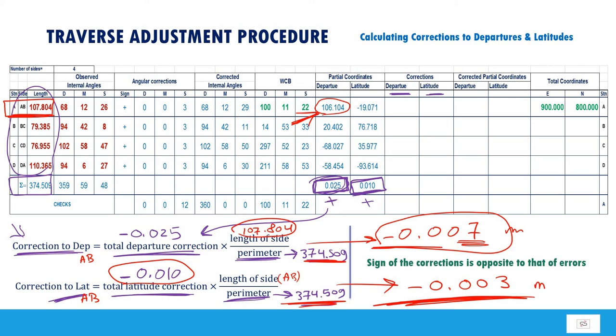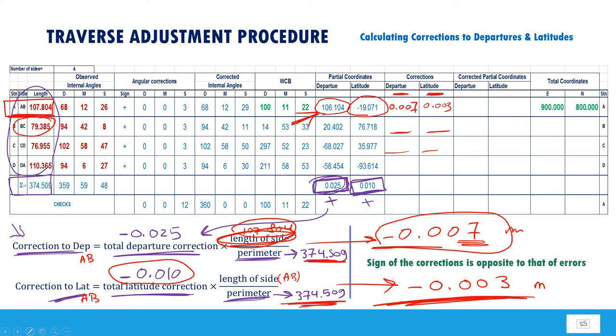So that means to correct the latitude of AB, we need to take away 3 millimeters from this number. And here I will write minus 0.007 for the departure, and minus 0.003 for the latitude, and so on. I will now calculate the correction for line BC, and every time, guys, the only thing that would change is the length of the side. For line BC you will use this length.